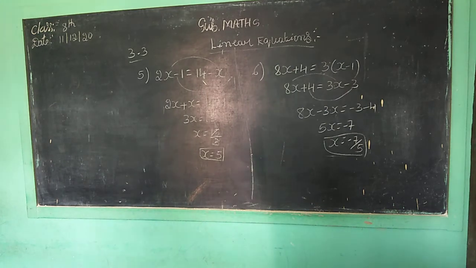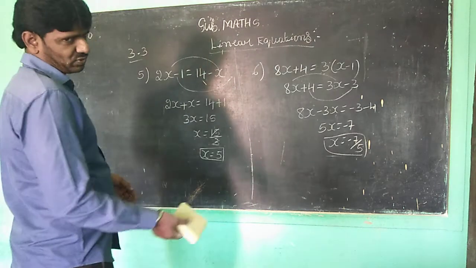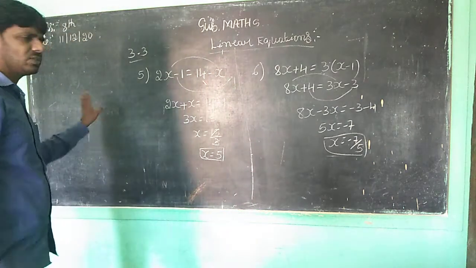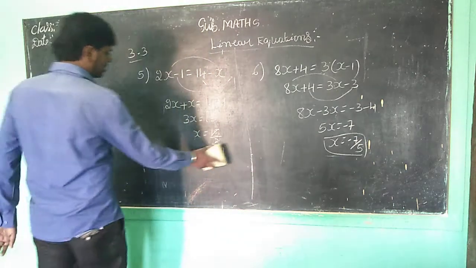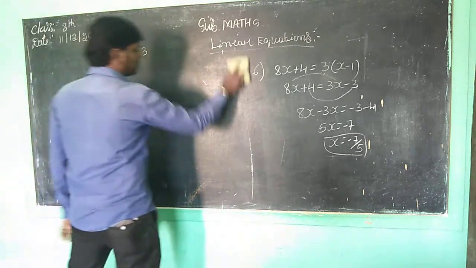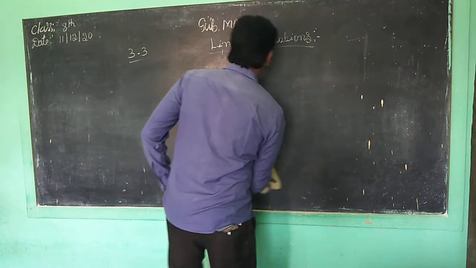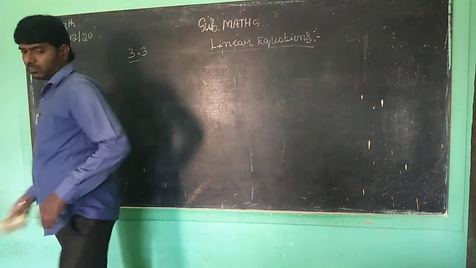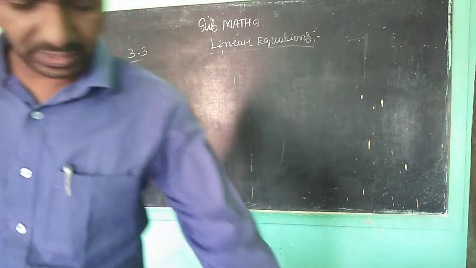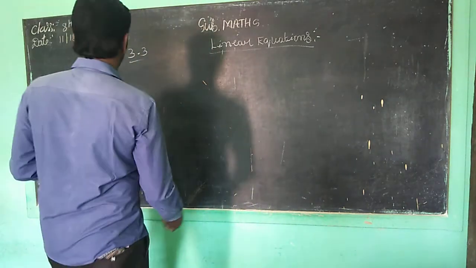Okay, children, very good. Next, we want to take the next question. What is the next question? Shall I help children this one? Okay, very good, children. What is the next question you want to take? 7th question. Question number 7.